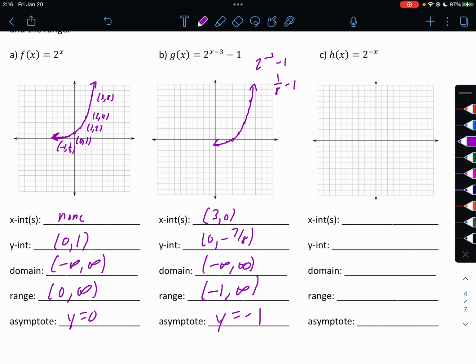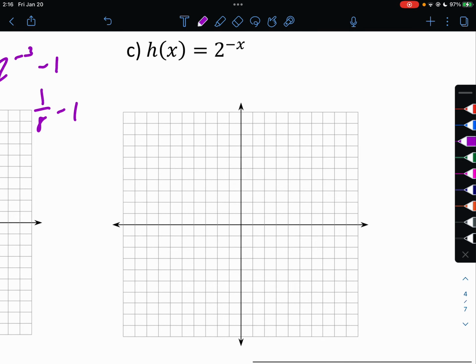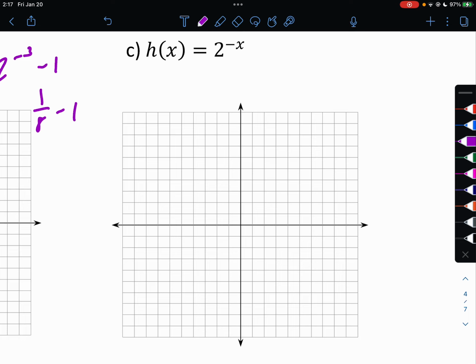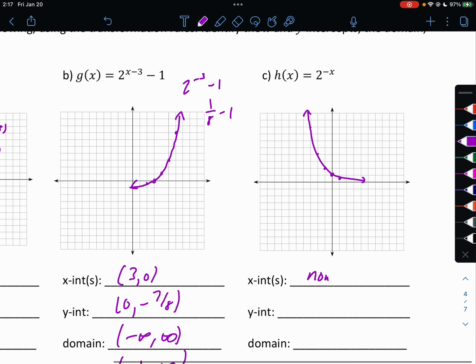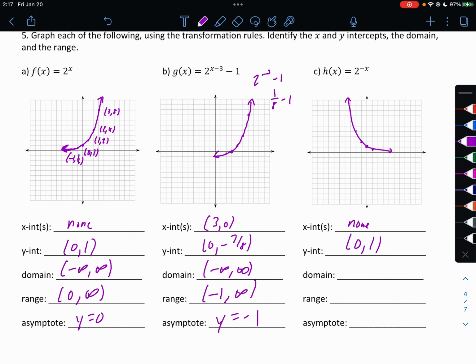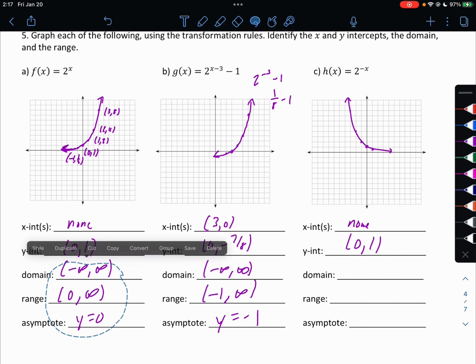Okay, the third one is going to reflect it horizontally here. So if we put 0 in, we're still going to get 1 back. But if we put 1 in, we're going to get negative 1, so it'd be 1/2. If we put negative 1 in, we'll get 2 to the positive 1, so that's 2. So basically it's just going to be reflected over the y-axis. So no x-intercept, y-intercept still of 0, 1. Our domain, our range, and our asymptote will all be the same as our original.